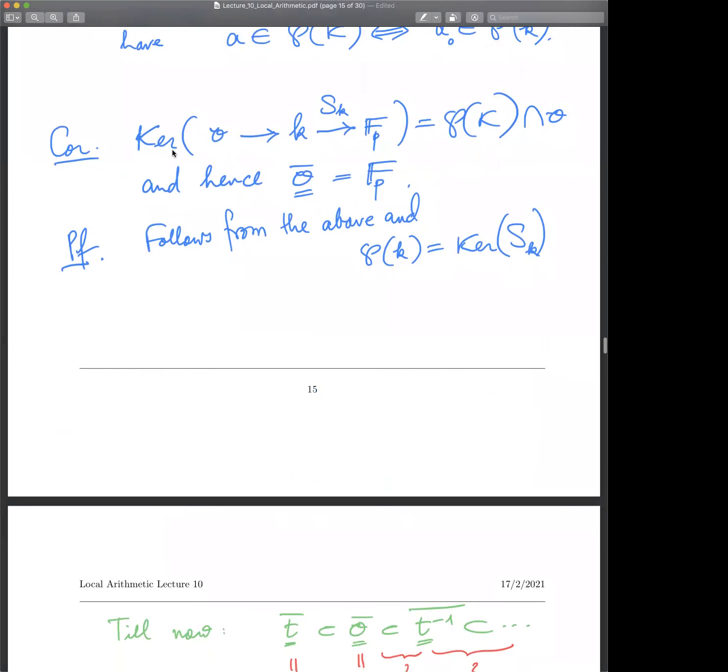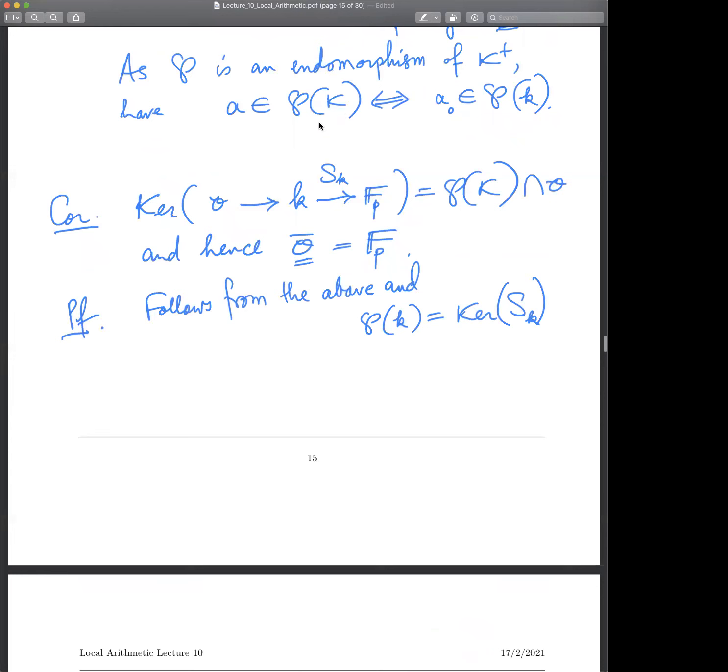And so the corollary is that if I take the map from O to K, that's going modulo the ideal T, and then I take the trace map to Fp, the kernel of this composite map is really the intersection of P of k with the ring O. And therefore, the image of O, namely O bar, can be identified with Fp. Okay?